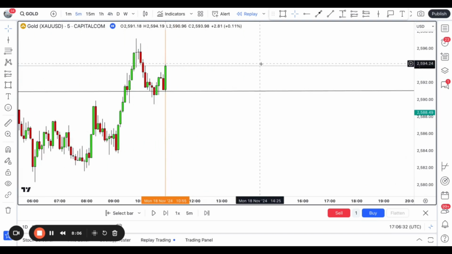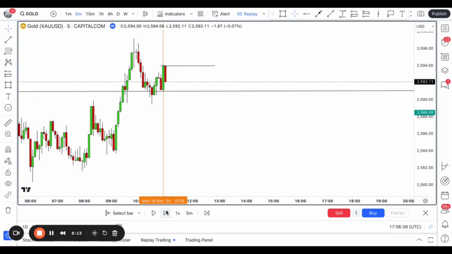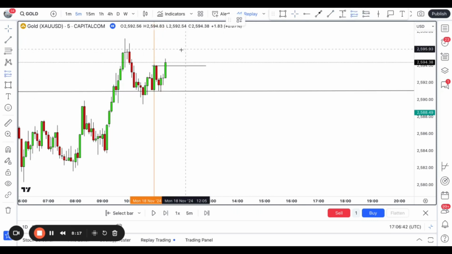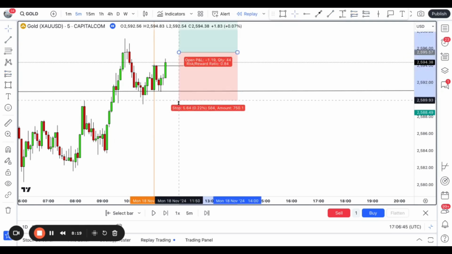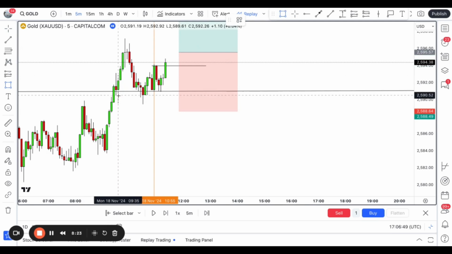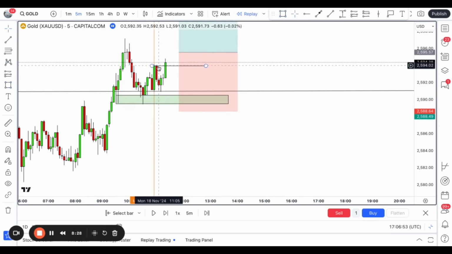Something a bit funny about this again, but it is what it is. And what I've learned is that sometimes the trades which feel funny are the ones which you should be taking. So I'm going to put my stop loss below this area here, this area of support. And then we're going to be looking for the flip.